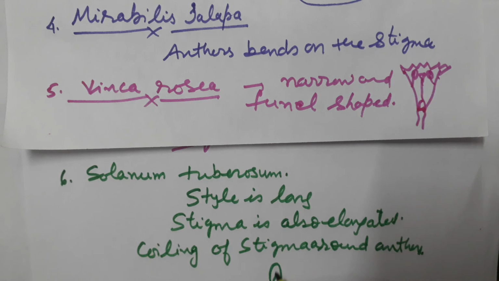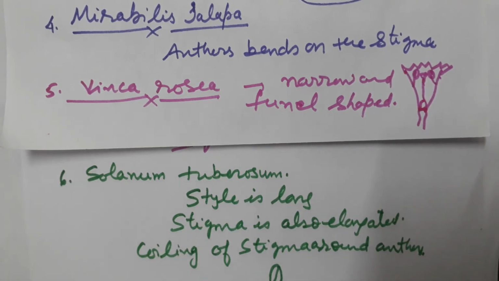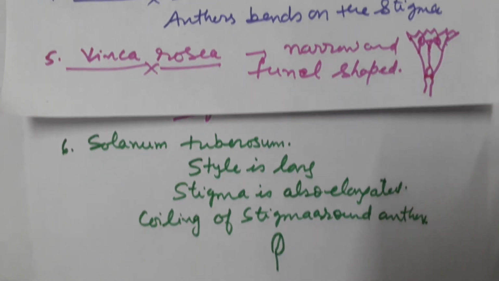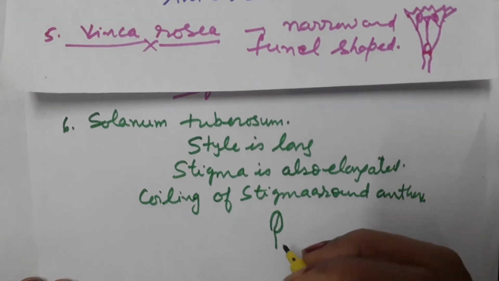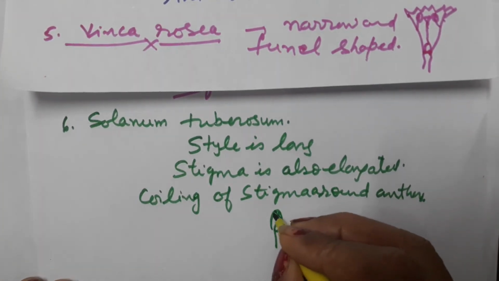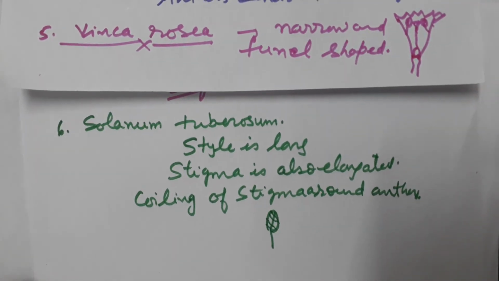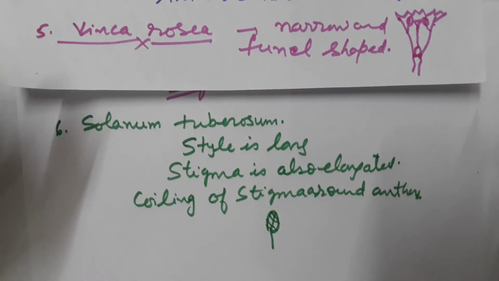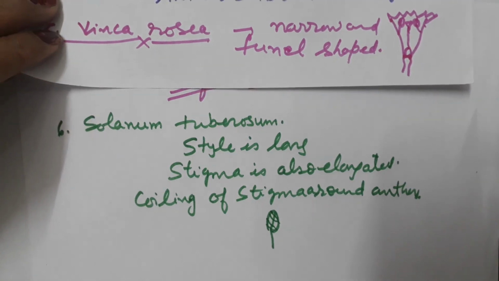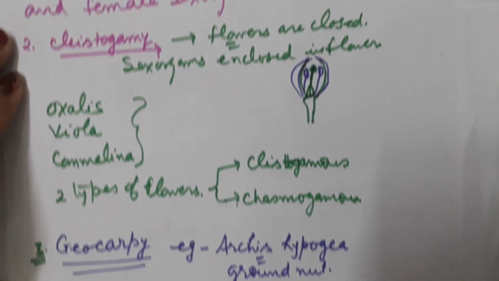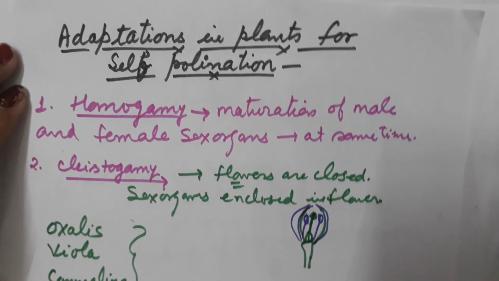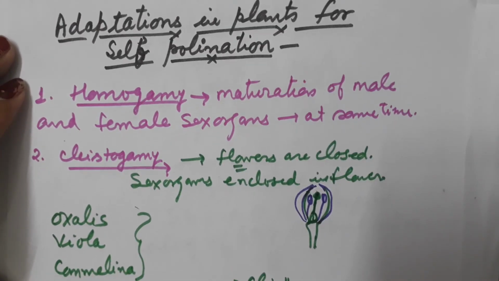These are the anther lobes and the filament represents the stamen, and on this stamen coiling of style and stigma takes place. So the anther releases pollen grains directly on the stigma, which favors self-pollination. So these are the following devices in the plants by which self-pollination takes place. What is self-pollination? The transfer of pollen grain from anther to the stigma is known as self-pollination.